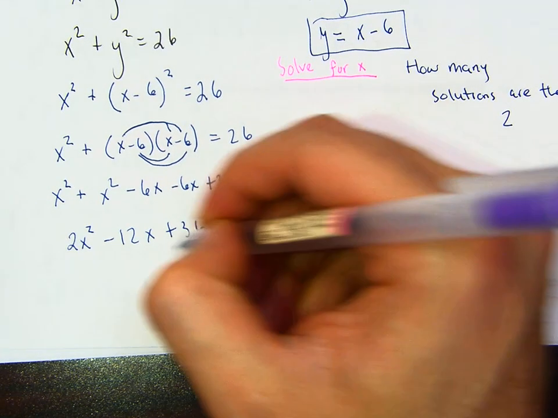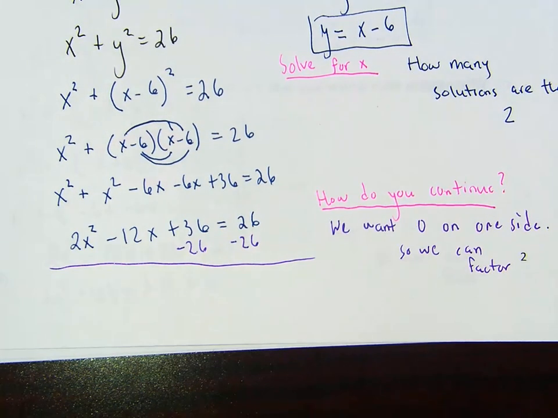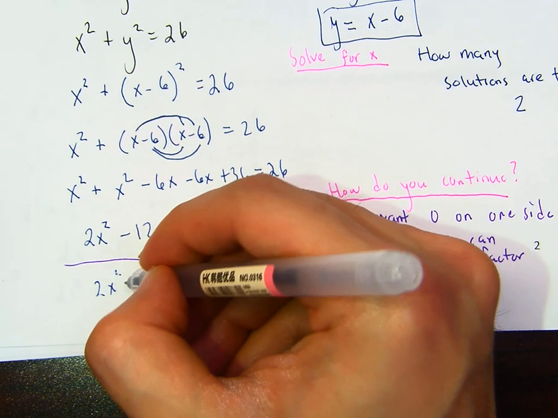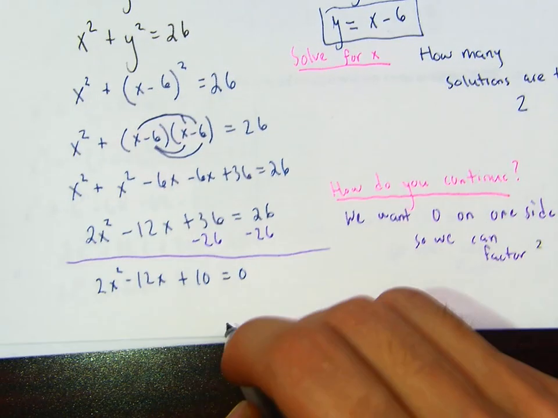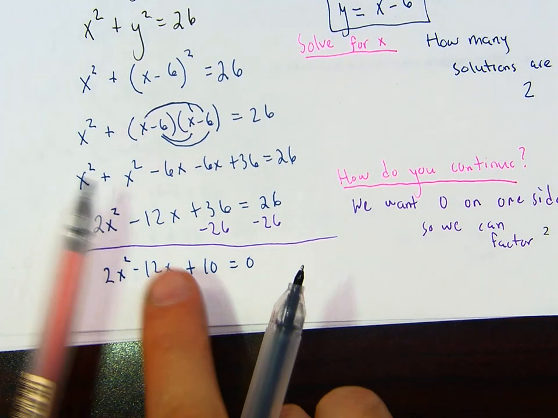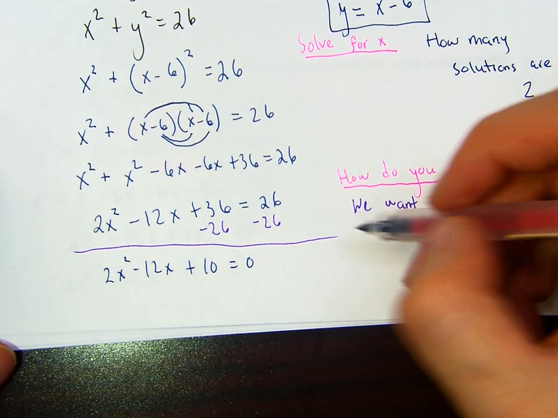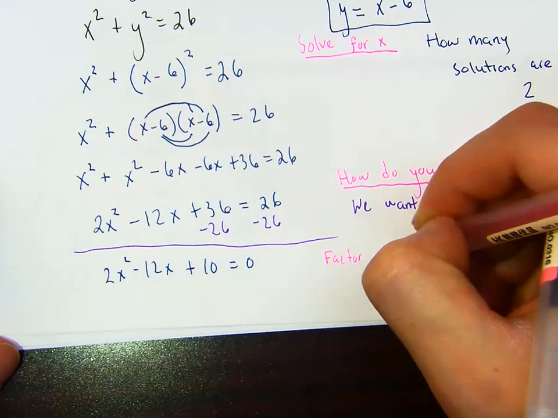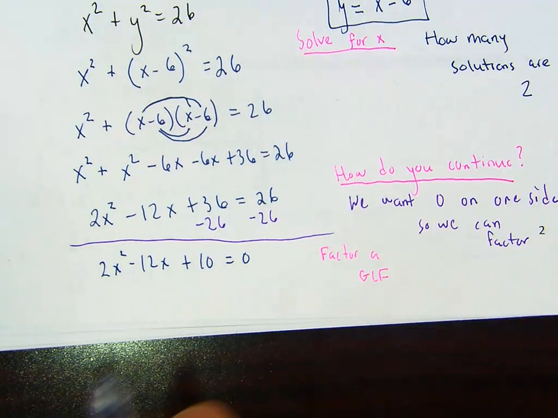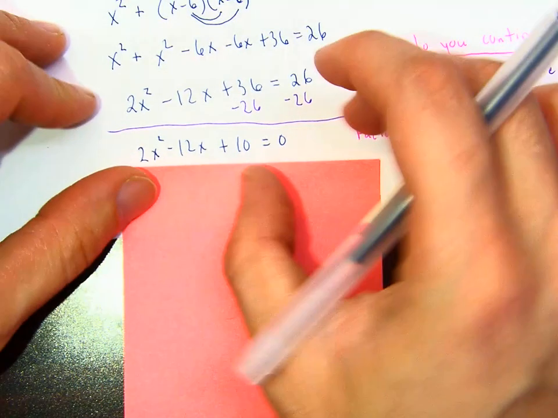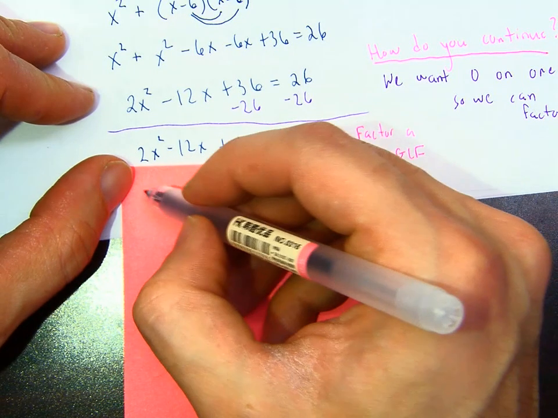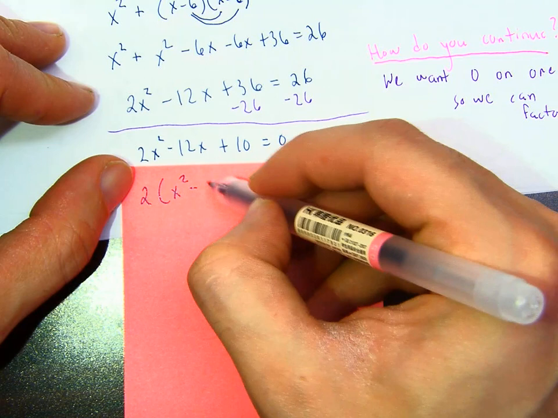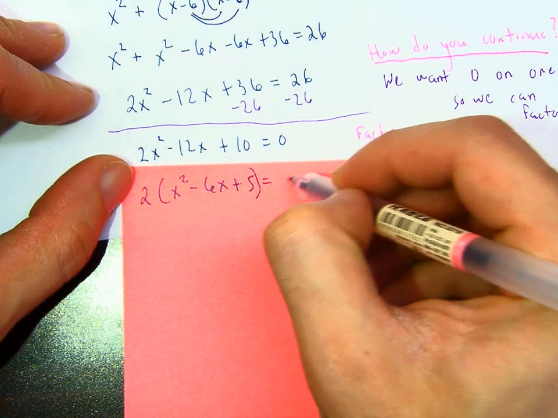If I do minus 26 minus 26, now I have 2x squared minus 12x plus 10 equals 0. Now, how do you continue from here? Pause the video and try and figure out how to continue from here. The idea is factor a GCF. So if I wanted to factor a GCF, what would it look like? Let me extend this a little bit. Notice that what's the GCF of 2, 12, and 10? It's 2. X squared minus 6x plus 5 equals 0.